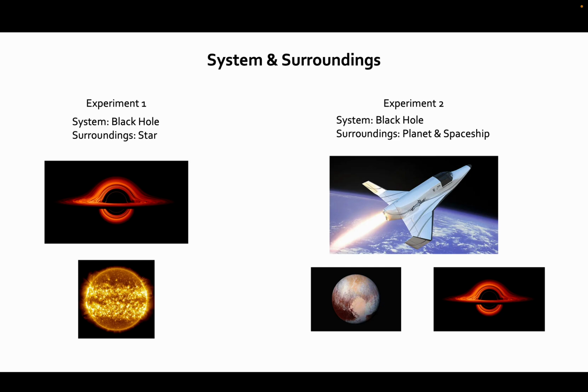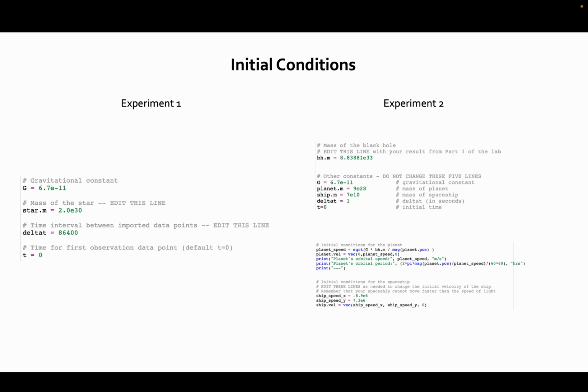As for the system and surroundings, in experiment 1, the system is the black hole, and the surroundings is the star. In experiment 2, the system is the spaceship, and the surroundings are the planet and the black hole. The initial conditions for the first experiment are that the gravitational constant is 6.7 times 10 to the negative 11, and the mass of the star is 2 times 10 to the 30th kilograms. The change in time for each interval is 1 day, or 86,400 seconds, and t equals 0 at the start.